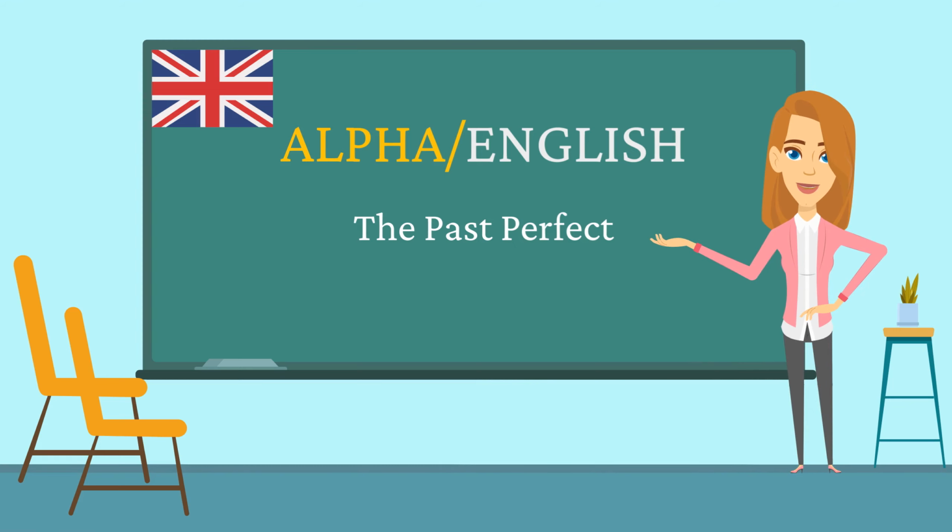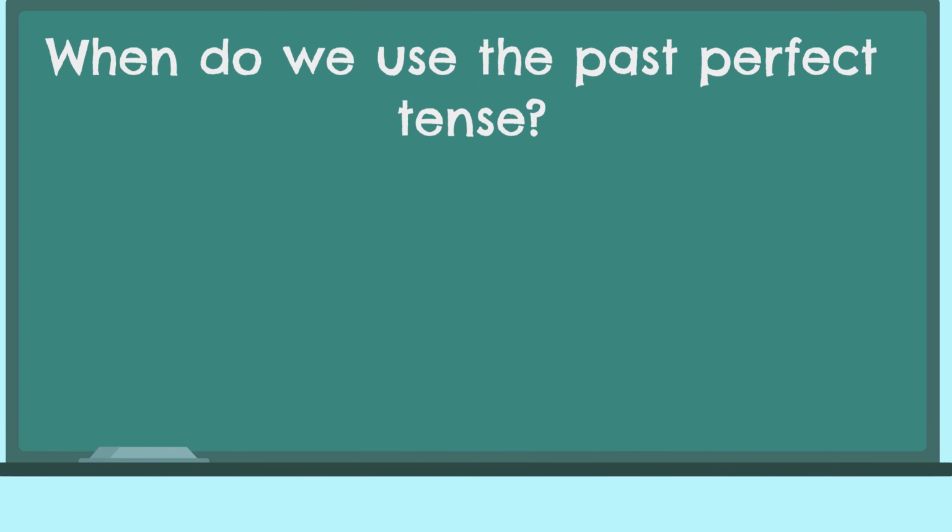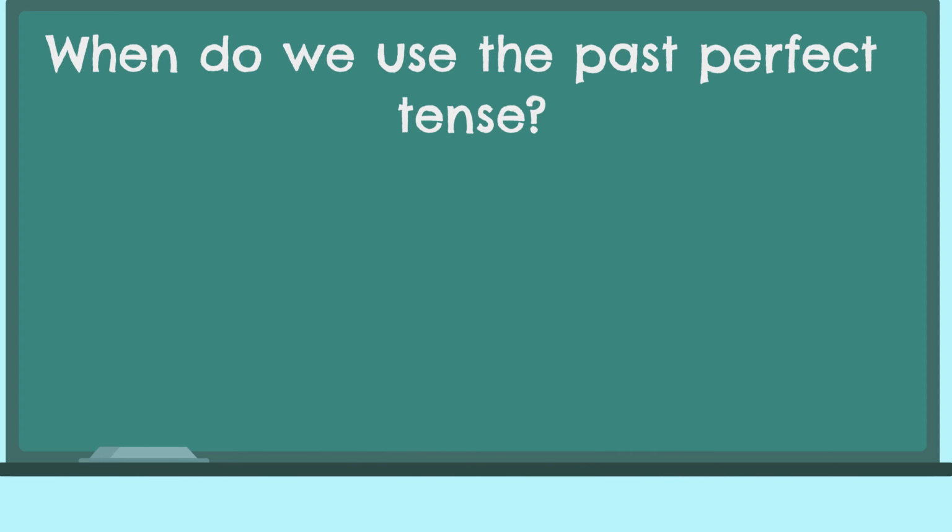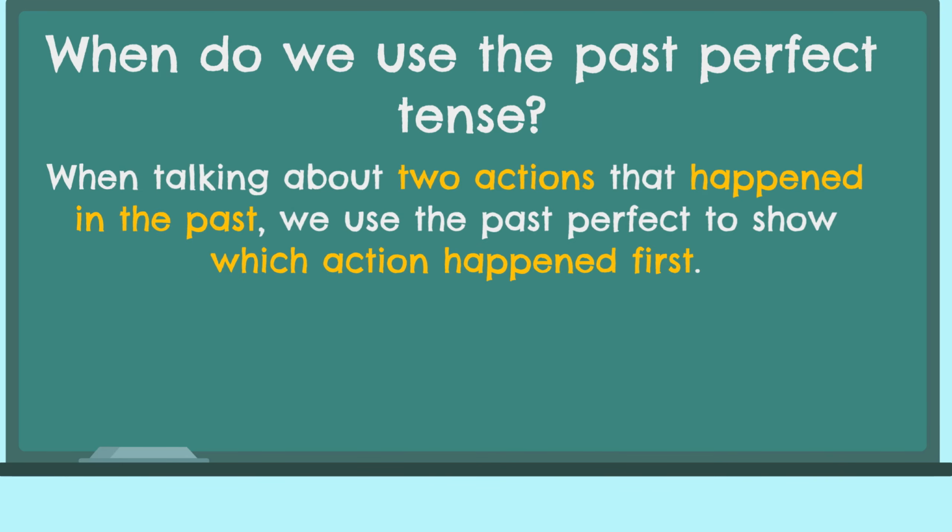In this lesson, we will learn how and when to use the past perfect tense. First, when do we use the past perfect tense? It is used when talking about two actions that happened in the past. We use the past perfect to show which action happened first.